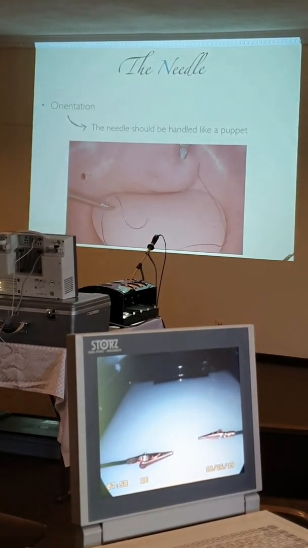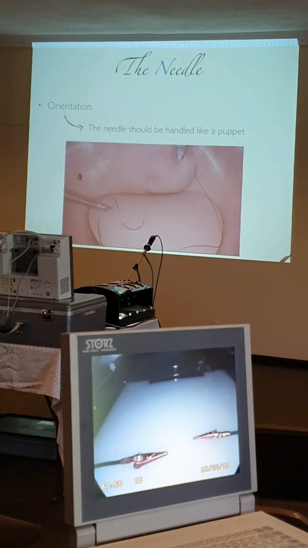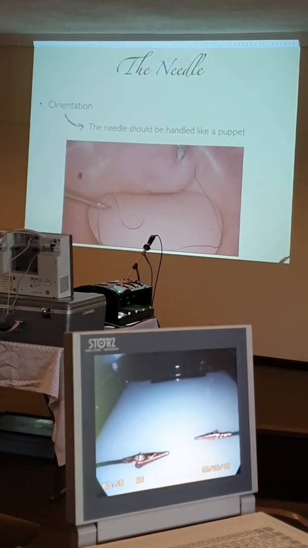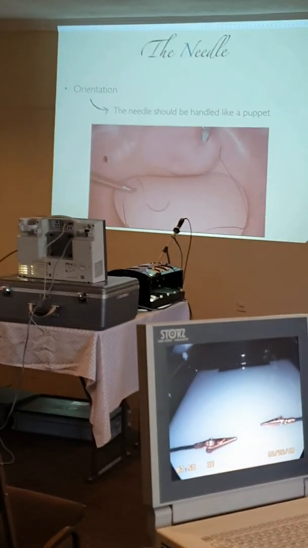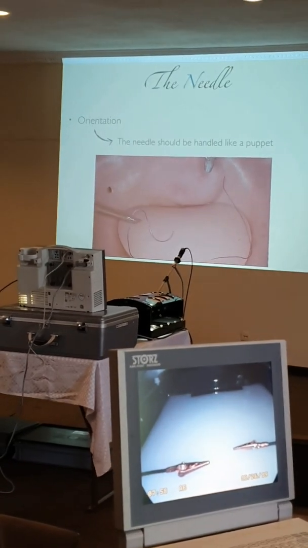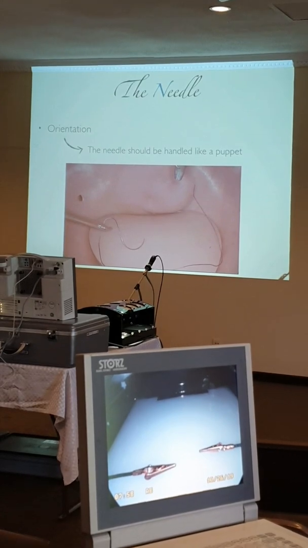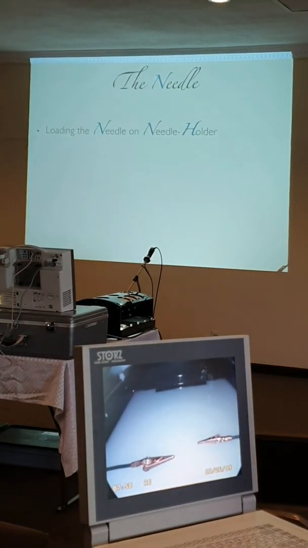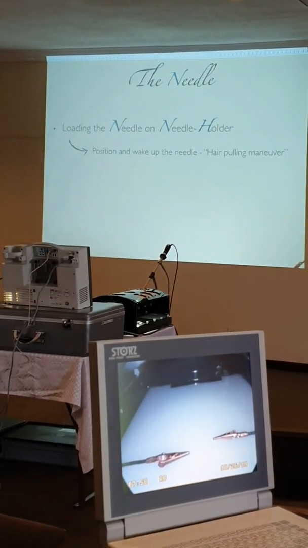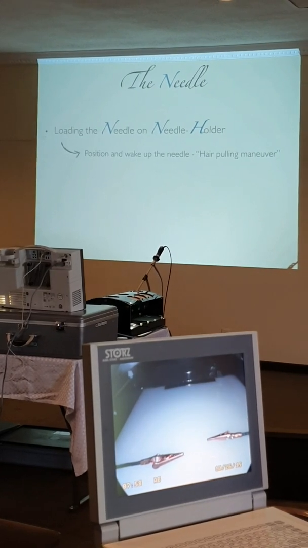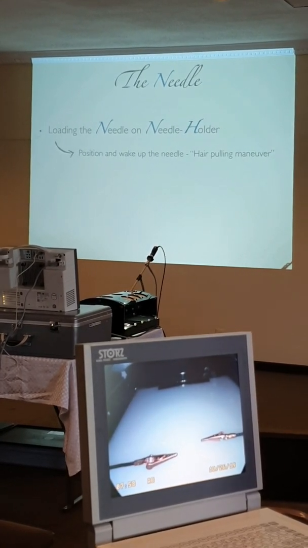Yeah, the left side. The needle is in a good position for you to load it. Pick up the needle with the needle loader and make the maneuvers to load the needle in the needle loader, and the position and wake up of the needle.